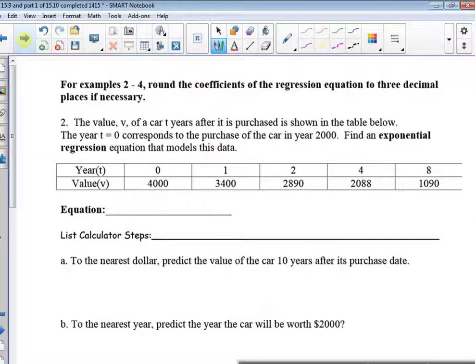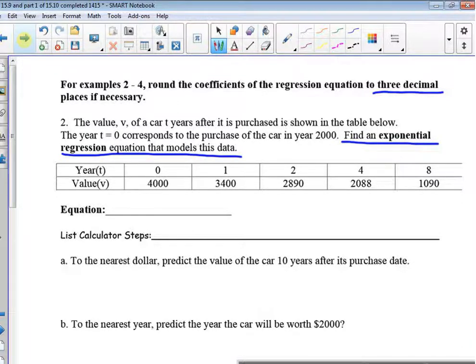Let's try another one. So this next one, we're going to round our coefficients to 3 decimal places. We're talking about a car, and the value of the car at T years, which was the year 2000, and then after that, how the car depreciates. So first thing they want you to do is to find an exponential regression equation that models this data.